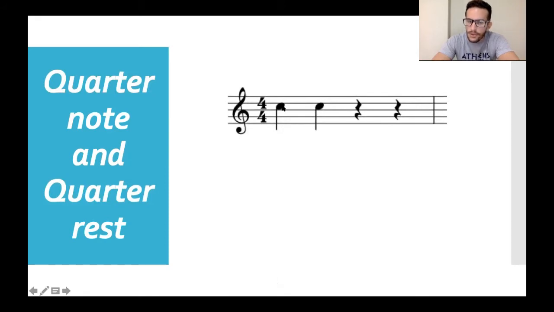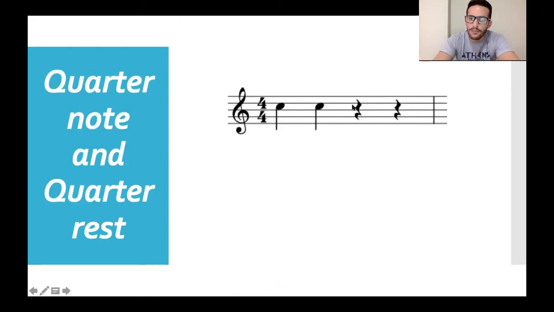Now, the quarter note looks like this, okay? It's a black circle with the stem, okay? And the quarter rest, it's this little thing right here. Some people say it looks like a number 3. Some people say it looks like a lightning. Whatever thing you think it looks like, use it, okay?